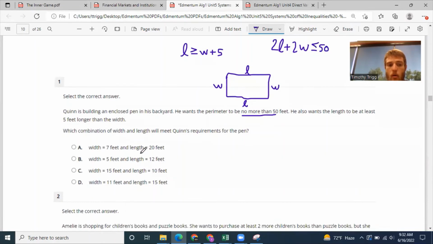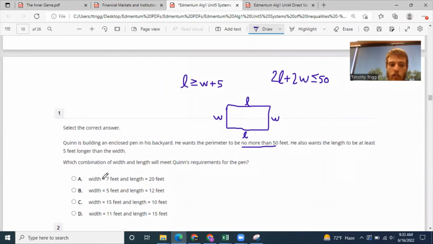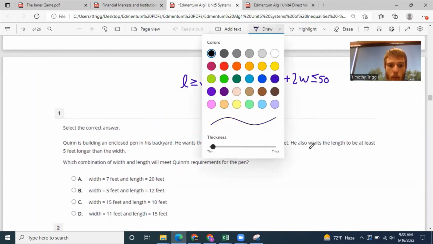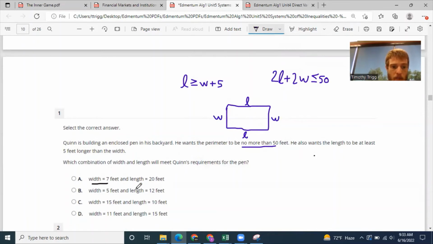So we want to see which of these are possible combinations that work. So what you can do is replace both W and L into both of these inequalities and see if it works. So let's go, I'm going to go ahead and try A for you so you could see what that looks like. So what we do is we replace the W with 7 and the L with 20. And what we're looking for is 2 true statements, a true statement from this and a true statement from that.